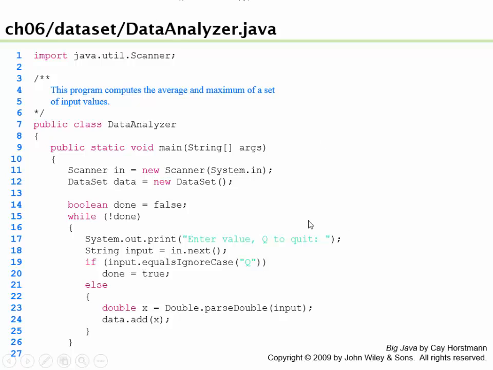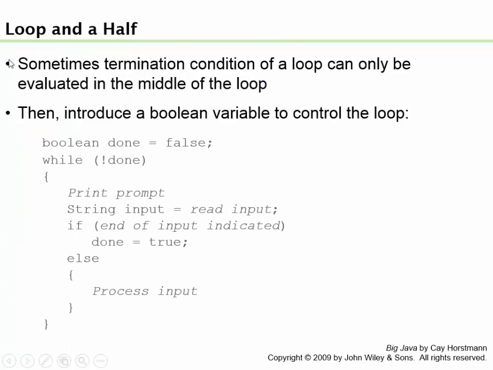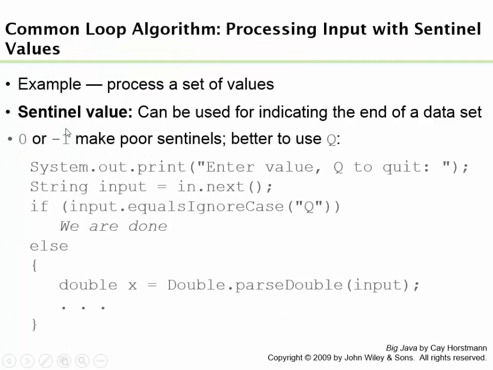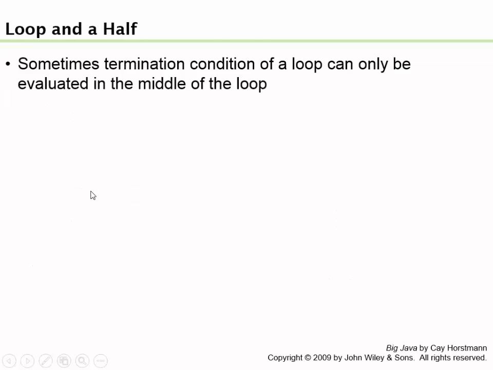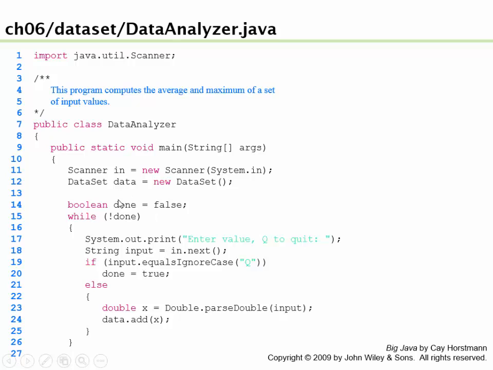We set done to false because we're not done yet. While we're not done, then we say enter a value or Q to quit. Notice they did this right in the code. So what they forgot on the previous slide was the loop right here. So this slide is faulty. But anyway, they have a good example here.